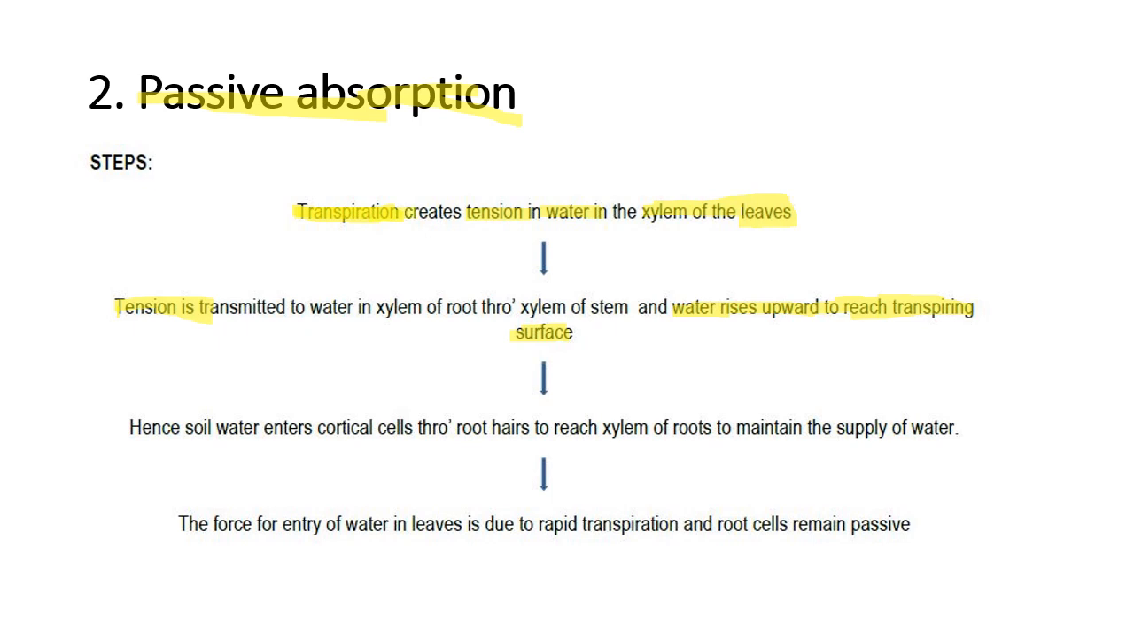So this enables the soil water to enter into the cortical cells through the root hairs, and ultimately it will reach the xylem and maintain the supply of water in a continuous manner. In this process, the entry of water is only facilitated through the rapid transpiration process, and the role of root cells is only passive.